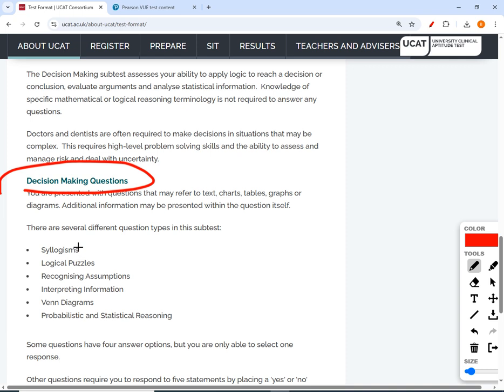Right, so, as mentioned in the last video, strategy, strategy, strategy. It's all about strategy in UCAT. Sadly, 90% of the students don't have a strategy for decision making. Altogether, we'll have 35 decision making questions.